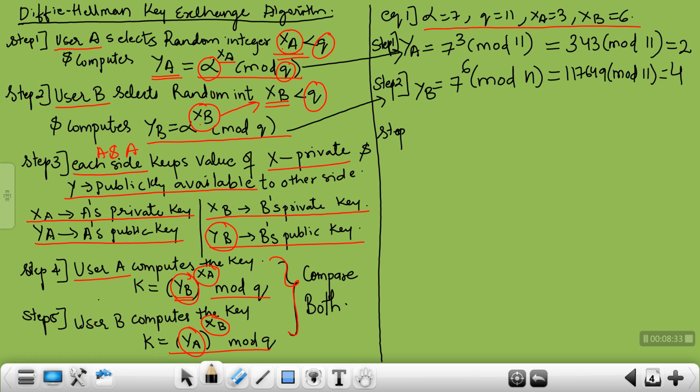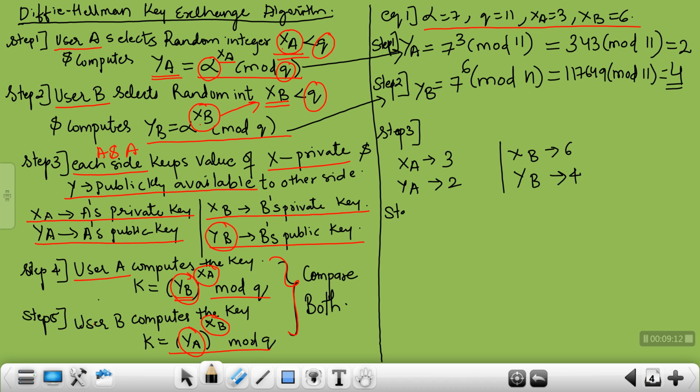So in step number 3, I will just write down my XA, which is the private key of A, and my YA, which is the public key of A. XA is given to us as 3, and YA that we have calculated is 2. Similarly, XB is the private key of B, which is given to us as 6, and YB, the public key of B that we have calculated, is 4. So this is your private key and public key. So we have written step number 3.